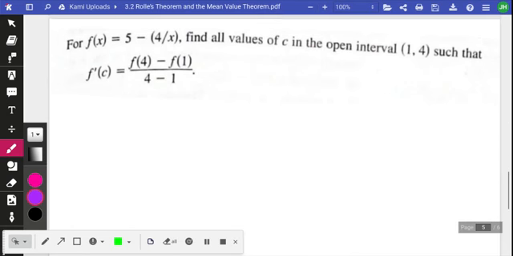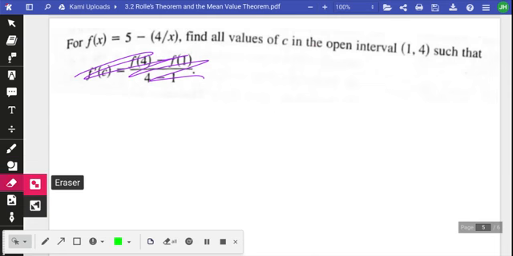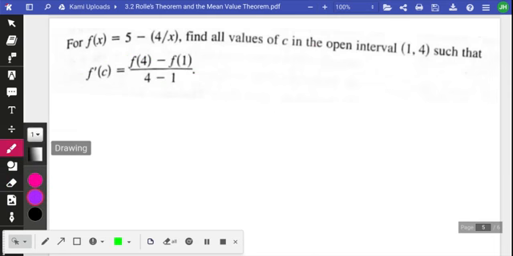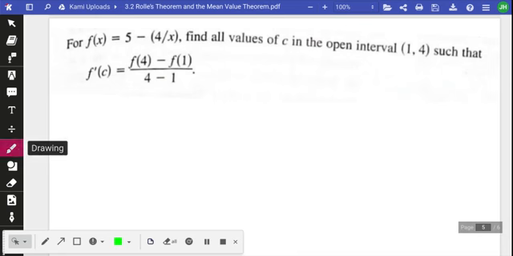All right, so for f(x) equals 5 minus 4 over x, we're going to find all the c values in the open interval (1, 4) such that f prime of c is equal to (f(4) minus f(1)) all over 4 minus 1. And they technically didn't have to give us this. We could do this problem without all of this, because that would be our first thing, is we would set up our slope. And they told us our endpoints, so we'd use those for our slope. But they kind of gave us that helpful piece of information, so we'll go ahead and use it.